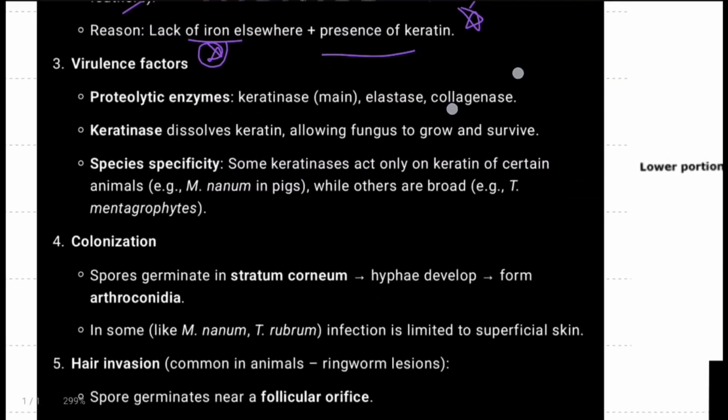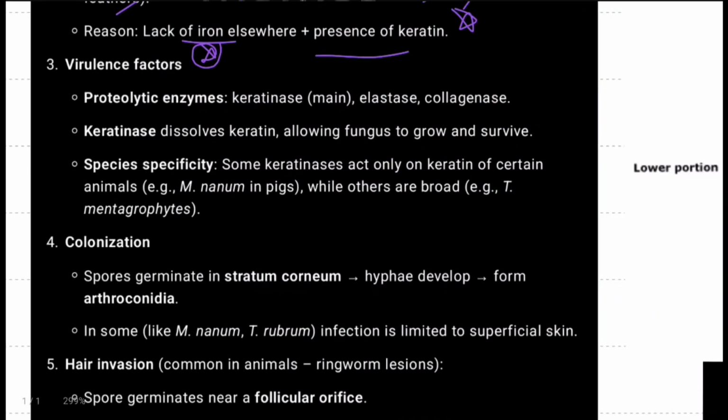Now we'll look at the virulence factors which are responsible for the pathogenesis of dermatophytosis. Mainly keratinase is the enzyme which is responsible, and this keratinase enzyme is one of the main proteolytic enzymes present in dermatophytes. Other enzymes such as collagenase and elastase are there, but the majority of the role is played by the keratinase enzyme.